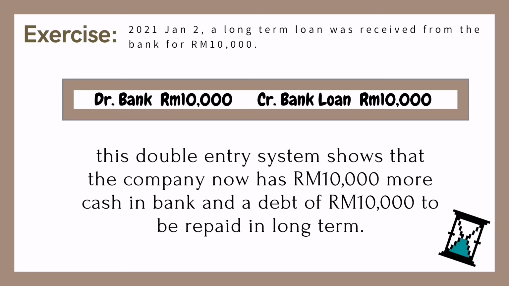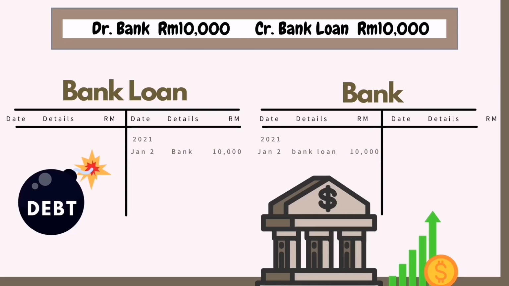Alright, time's up. Let's check the answer. So your T account would look like this. There should be a bank loan account and a bank account. The transaction will be recorded on the credit side of the bank loan account and the debit side of the bank account. This is because the liability of the company increases, so we need to credit the bank loan account. And at the same time, the money in our bank account increases too, so we need to debit the bank account as it is our asset.